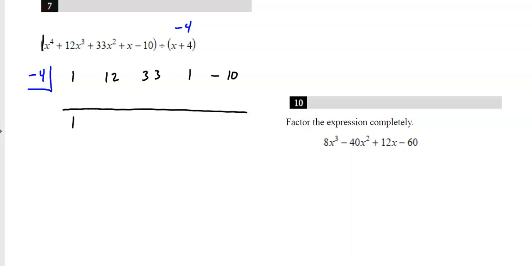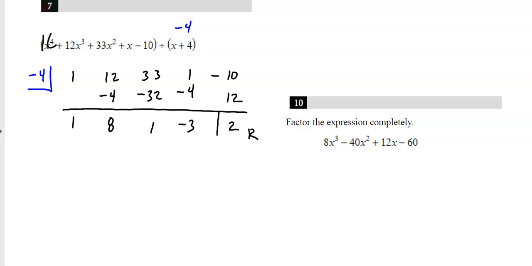So slide the 1 down. Negative 4 times 1 is negative 4. Add them up. Negative 4 times 8 is negative 32. Add them up. Negative 4 times 1 is negative 4. Add them up. And negative 4 times negative 3 is 12. Add them up. So I have a remainder. This is my little remainder over here of 2.